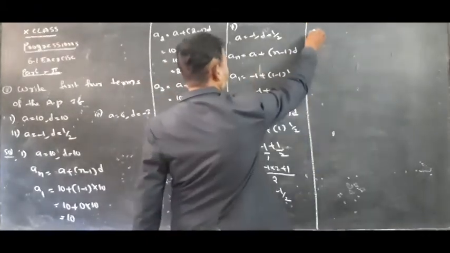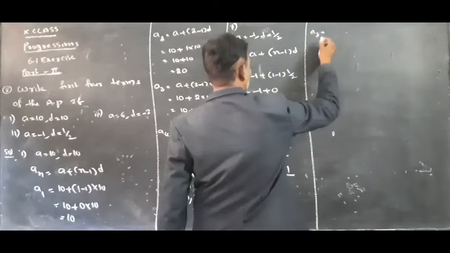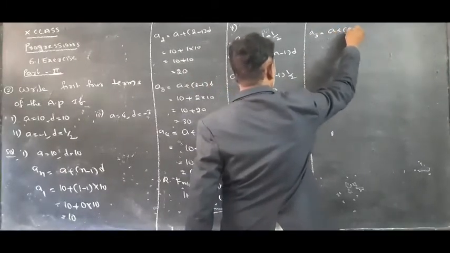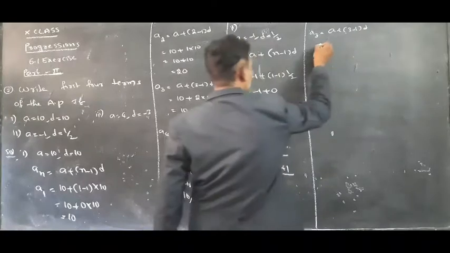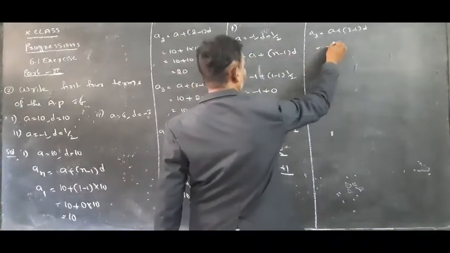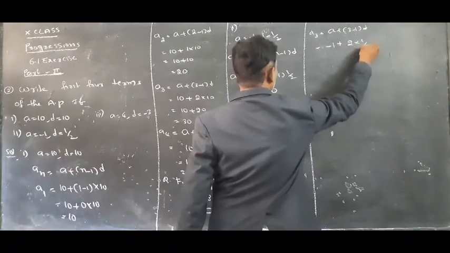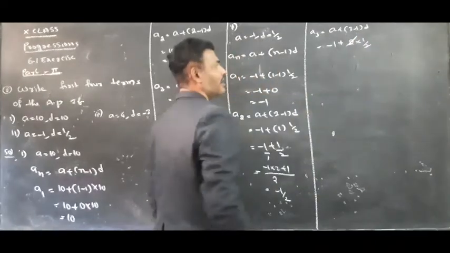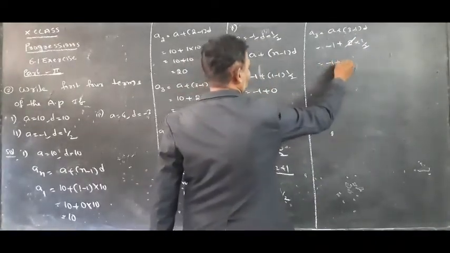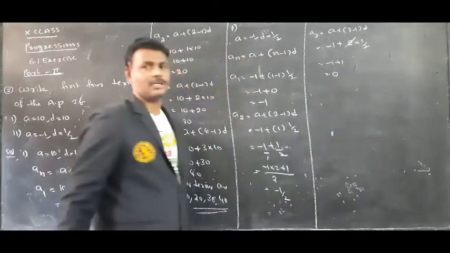Then I need the third term. A3 is equal to A plus 3 minus 1 into D. What is the meaning of A? A means minus 1 plus 3 minus 1, 2 into 1 by 2. The 2 and 2 get cancelled. Minus 1 plus 1 is equal to 0.